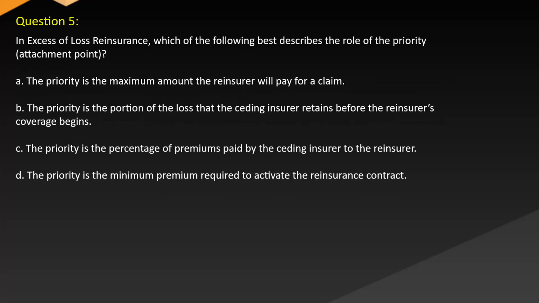Question 5. In excess of loss reinsurance, which of the following best describes the role of the priority attachment point? A. The priority is the maximum amount the reinsurer will pay for a claim. B. The priority is the portion of the loss that the ceding insurer retains before the reinsurer's coverage begins. C. The priority is the percentage of premiums paid by the ceding insurer to the reinsurer. D. The priority is the minimum premium required to activate the reinsurance contract.